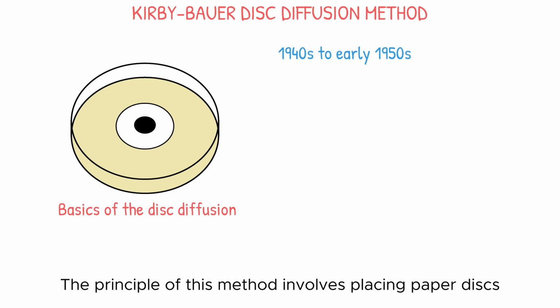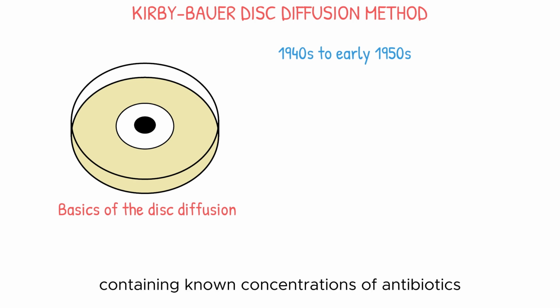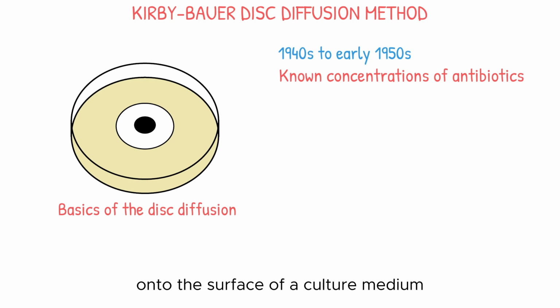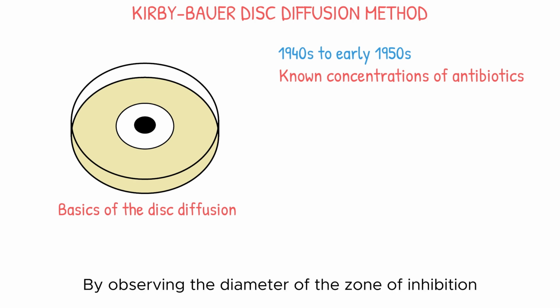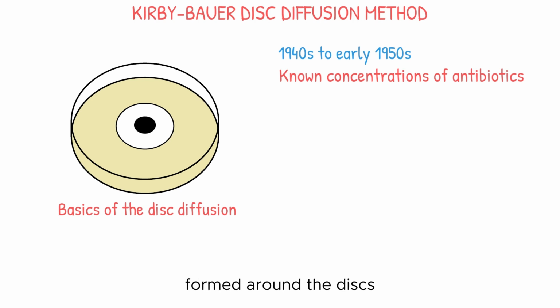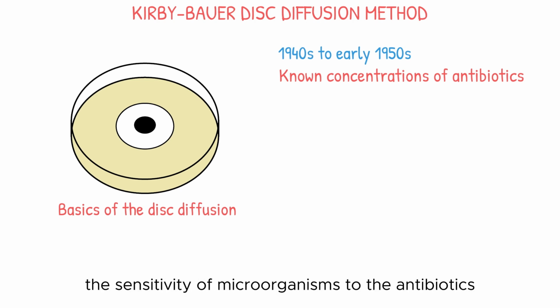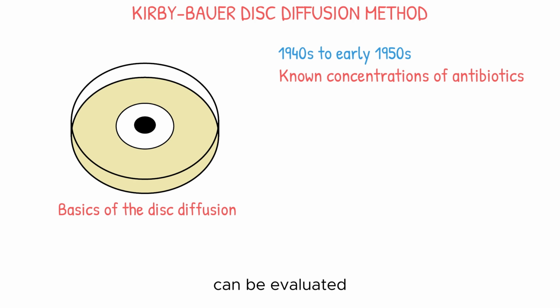The principle of this method involves placing paper discs containing known concentrations of antibiotics onto the surface of a culture medium containing microorganisms. By observing the diameter of the zone of inhibition formed around the discs, the sensitivity of microorganisms to the antibiotics can be evaluated.